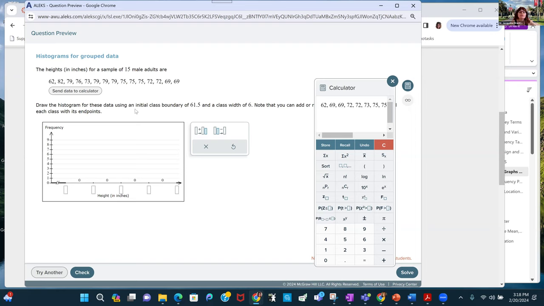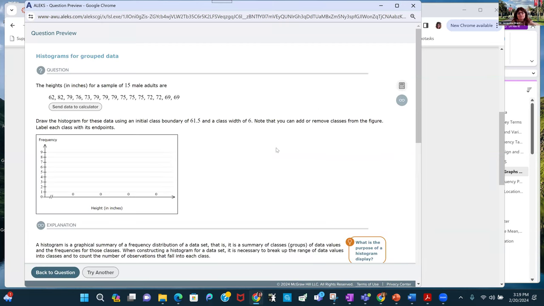And so for this problem, they give you an initial class boundary of 61.5 and then a class width of 6. So you just keep adding 6, add 6, add 6, and then count the number in that class. So for this first one, I'll pull up the Alex explanation here.